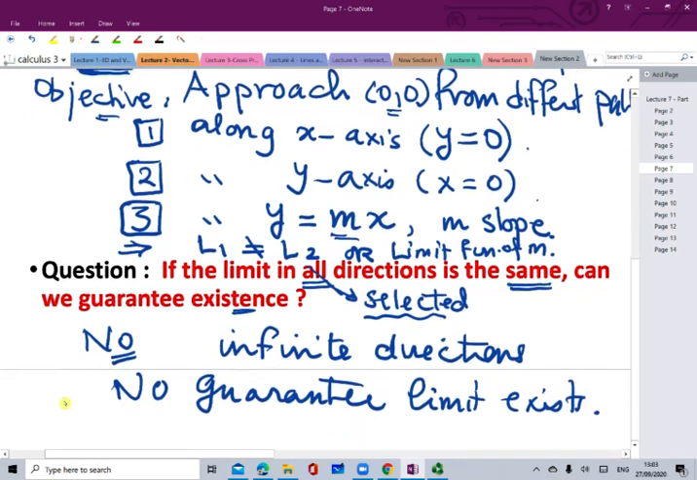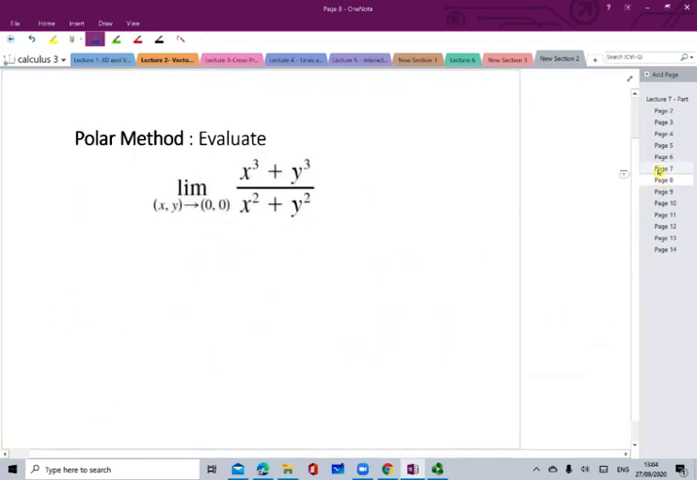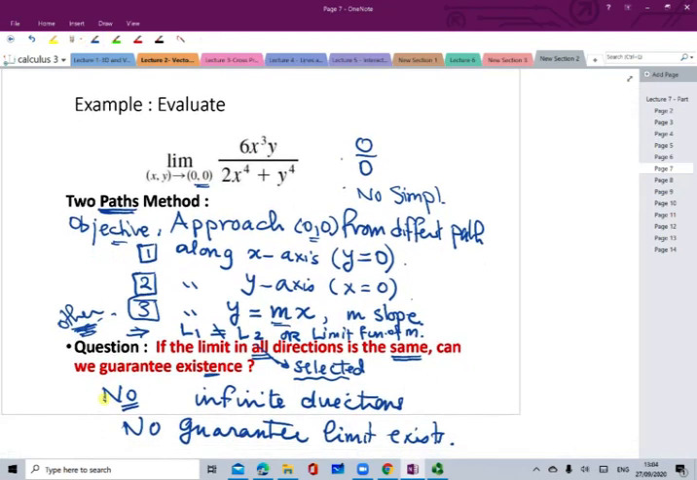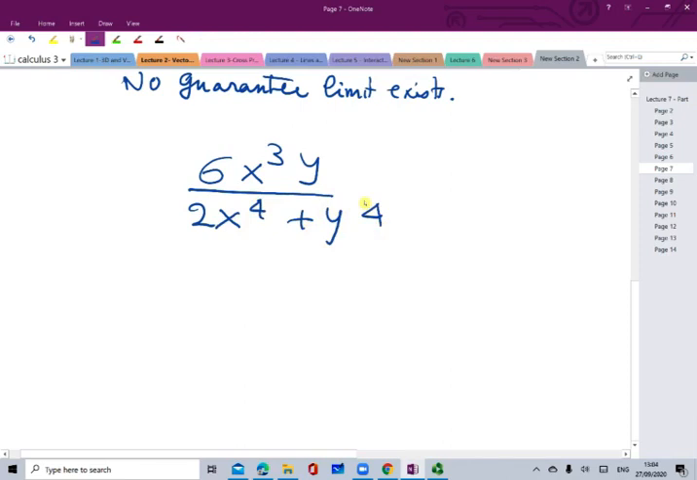We call it the polar, or more general, method. Of course, there are other paths we could select and try. If you find they are unequal, then definitely you have a conclusion. Let's do a problem. So 6x cubed y over 2x to the power 4 plus y to the power 4, and I need to find the limit as x tends to 0, y tends to 0.